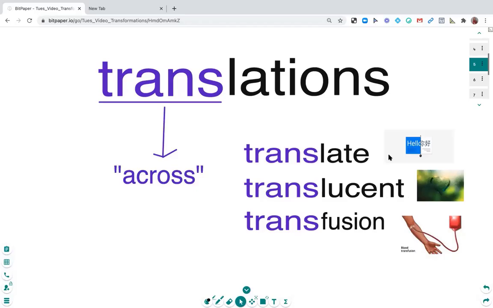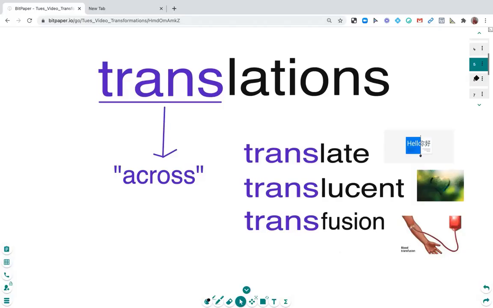Okay, we go across or change languages. The light can move across or through, another good synonym there, through the glass. And then finally we have transfusion. The blood is moving through and across the IV into the person's system.